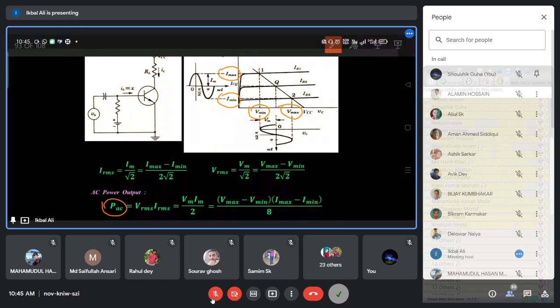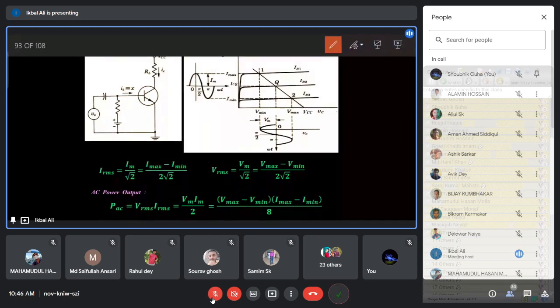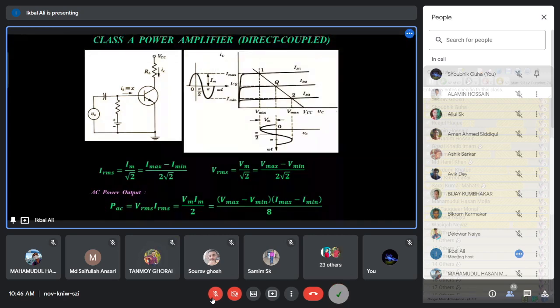Have you got it? Is there any difficulty in understanding how to calculate the AC powers? No, sir. No, sir. Anybody has any doubt?